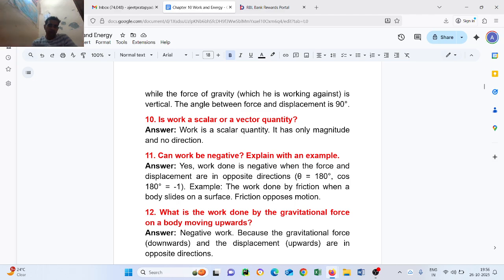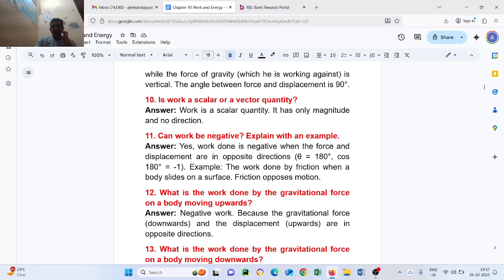Question number 11. Can work be negative? Explain with an example. Answer, yes, work done is negative when the force and displacement are in opposite directions. Theta equal to 180 degree, cos 180 degree equal to minus 1. Example, the work done by friction when a body slides on a surface, friction opposes motion.